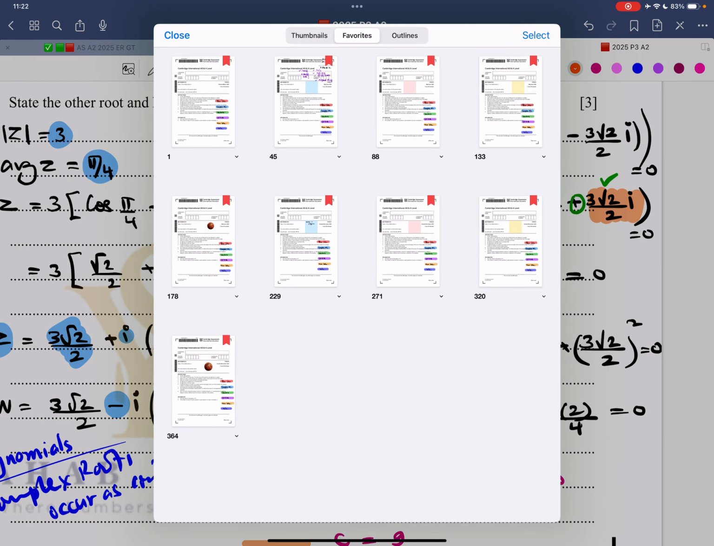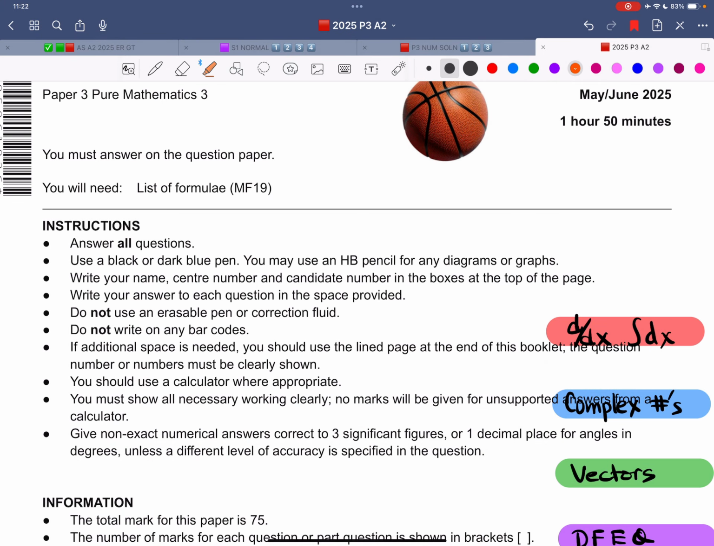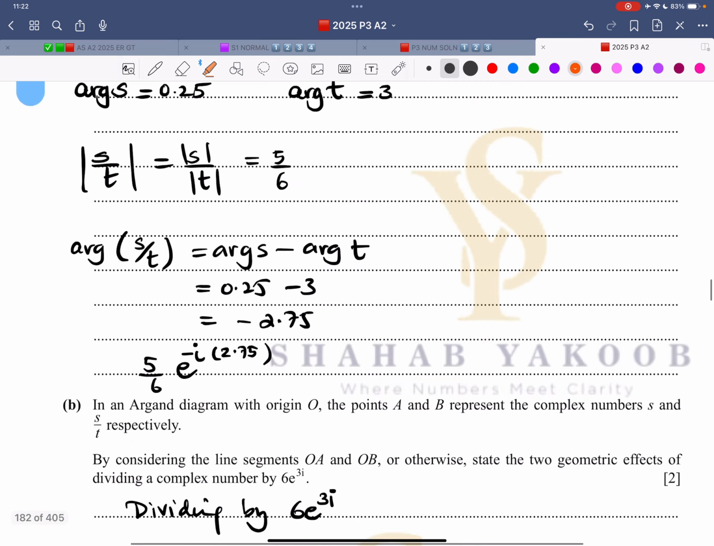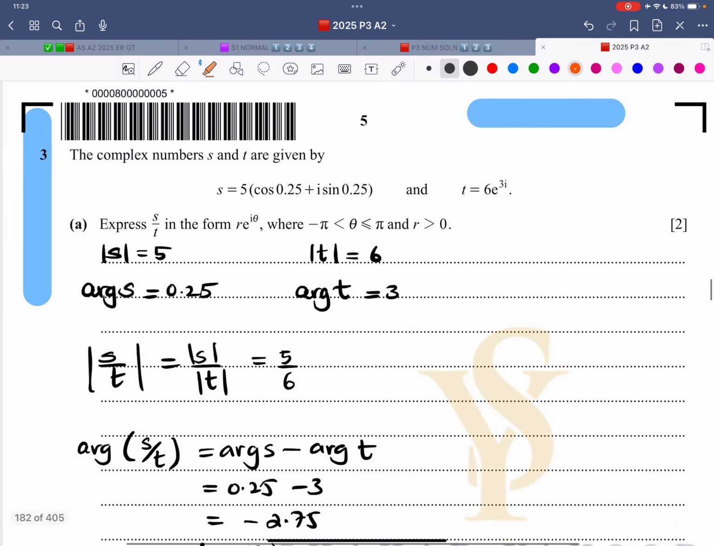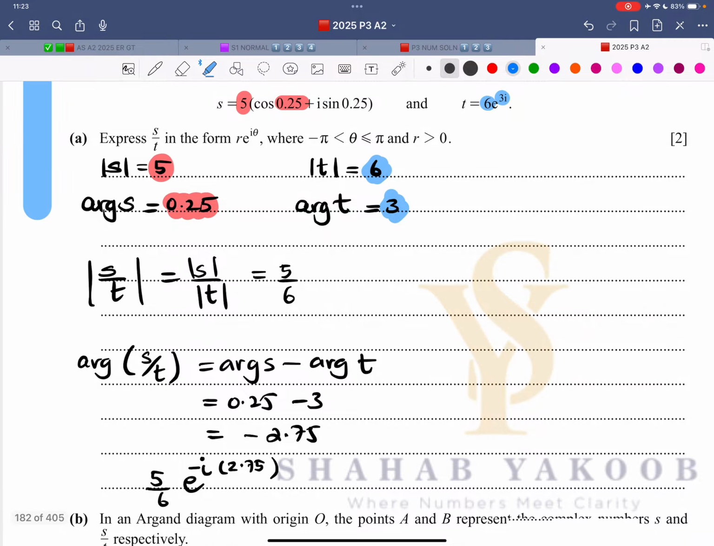variant 35. So 1, 2, 3, 4, and this is question number 3. That is this one. I think this one was slightly different because the magnitude had no issue, but the argument was written in radians. So this is 5, this is 0.25. Similarly, we have this thing which is the 6, and this is 3. So now nothing fancy, nothing difficult except for the looks of it.